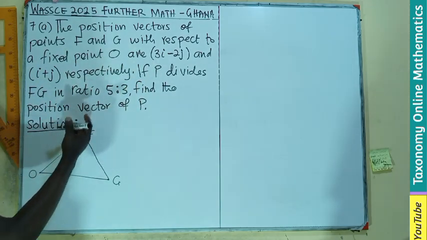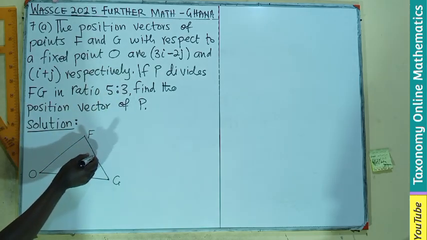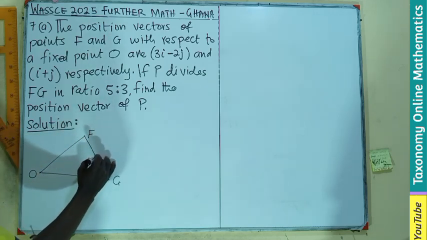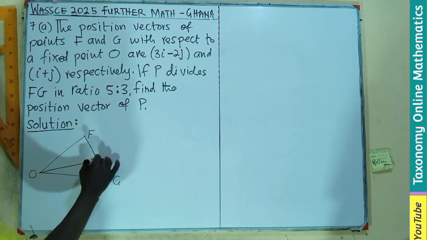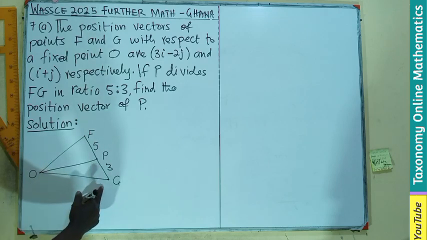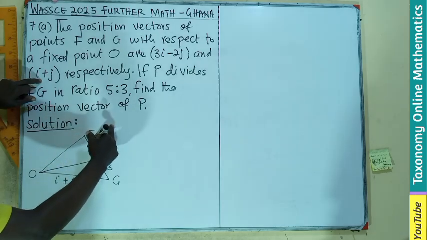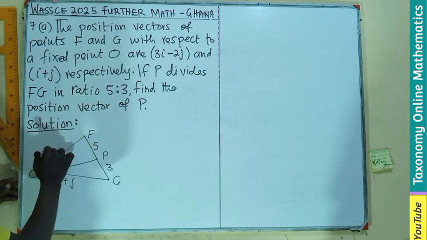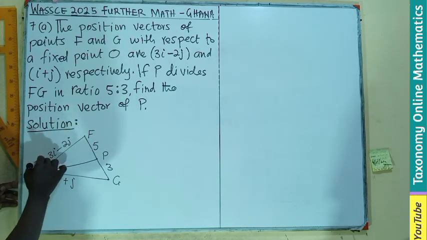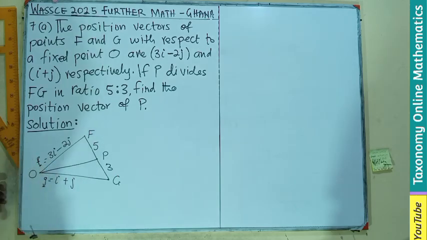Now, there is a point P which divides this line into 8 parts, 5 parts away from F and 3 parts away from G. So let me indicate the point P here, in a ratio of 5:3. Position vector of G is i plus j. That of F is 3i minus 2j. We can also say this is position vector F, position vector G, underlined.